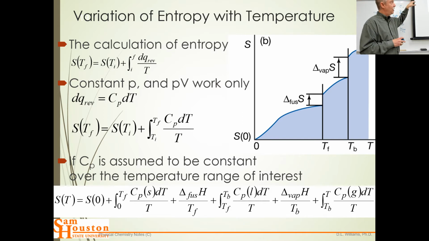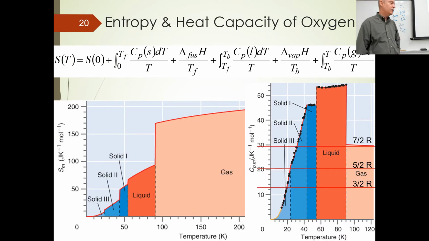So we have this long equation which has the heat capacities and the delta H of fusion and the delta H of vaporization. So we can start at 0 and calculate the entropy for any substance all the way up as high as you want to go. Here is some experimental data for oxygen. The entropy chart's on the left. The heat capacity chart is on the right. And it's kind of nice.